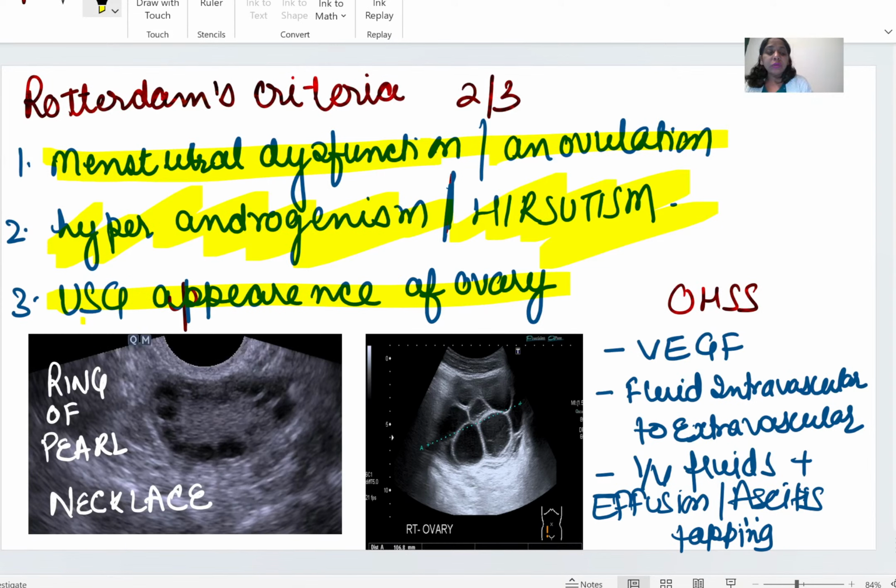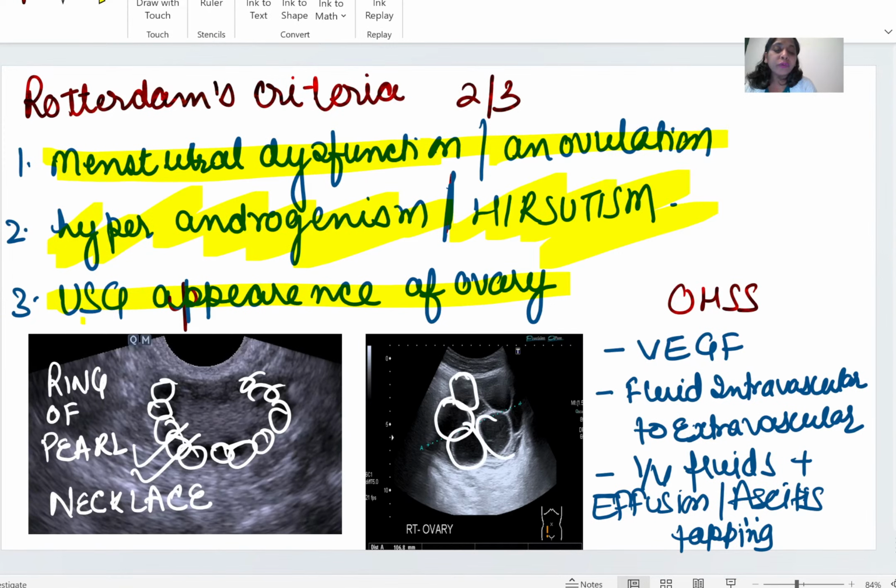This is the ultrasound of PCOS, and this is the ultrasound of OHSS, ovarian hyperstimulation. You can see that here the follicles are arranged in the periphery. This is known as the necklace or ring of pearls appearance. Whereas in OHSS, the follicles are of very large size and the ovary has only follicles.